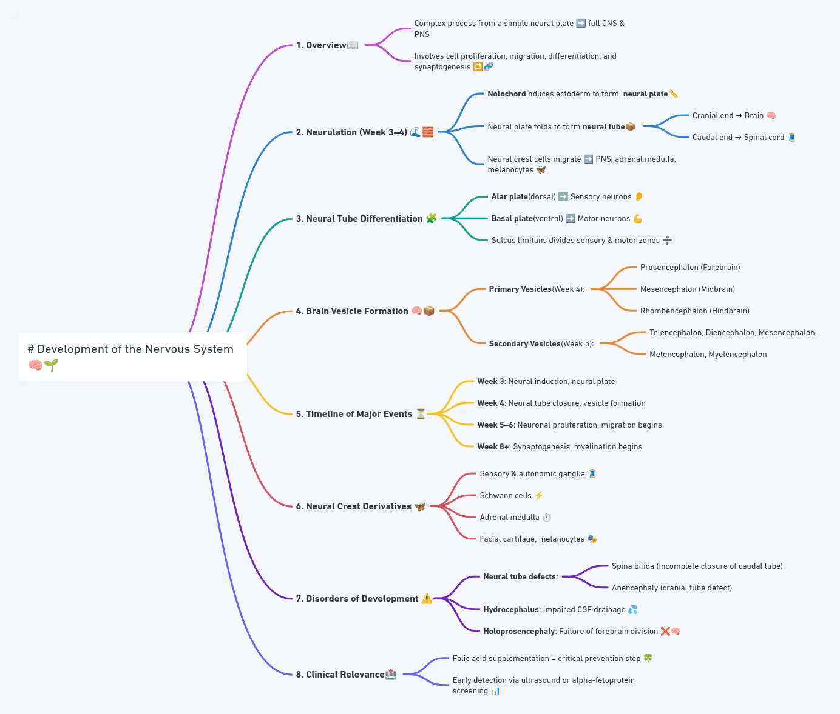The telencephalon will form the cerebral hemispheres and the lateral ventricles. The diencephalon will give rise to the thalamus, hypothalamus, epithalamus, and the third ventricle. The mesencephalon develops into the midbrain and the cerebral aqueduct. The metencephalon becomes the pons and cerebellum, while the myelencephalon forms the medulla oblongata. The fourth ventricle lies between the metencephalon and myelencephalon.